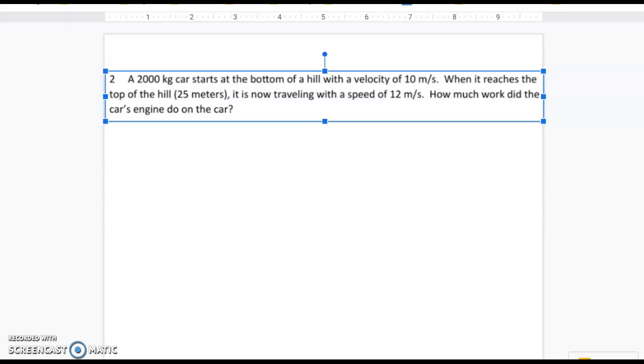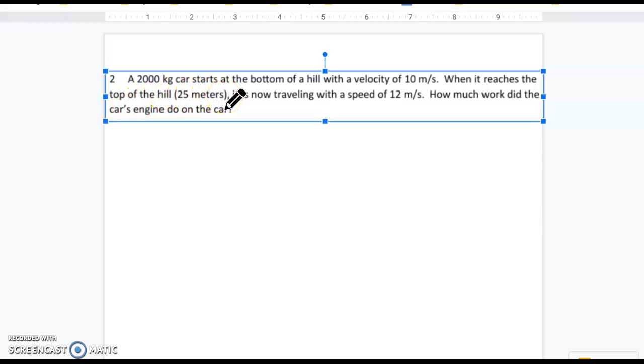So this problem says a 2,000 kilogram car starts at the bottom of a hill with a velocity of 10 meters per second. When it reaches the top of the hill, 25 meters high, it is now traveling with a speed of 12 meters per second. How much work did the car's engine do on the car?